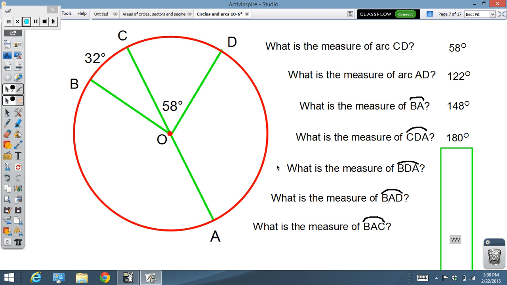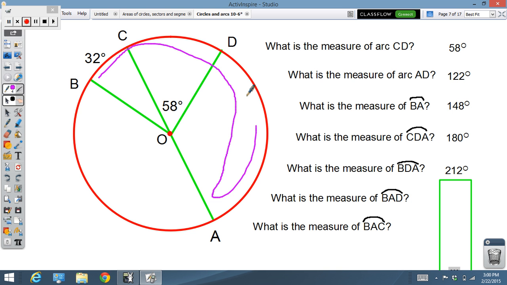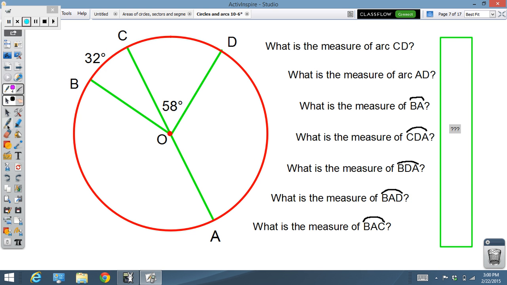CDA must be 180, semicircle. BDA, okay, that one's going from here around that way. It must be 180 plus this 32. Okay, must be 212.